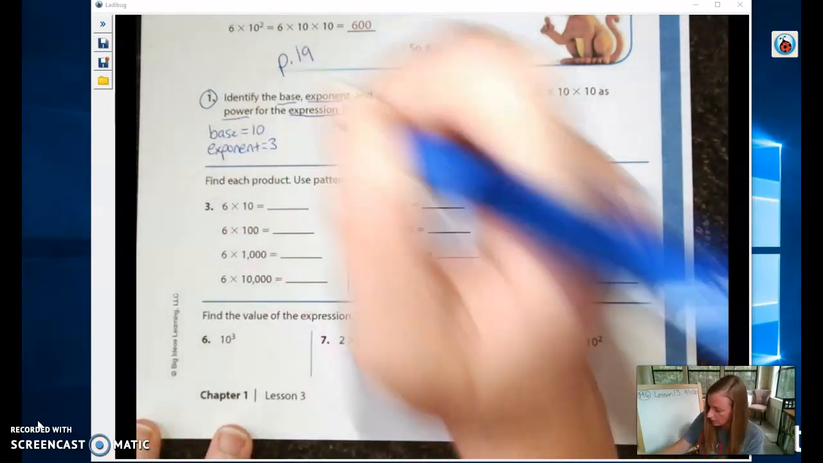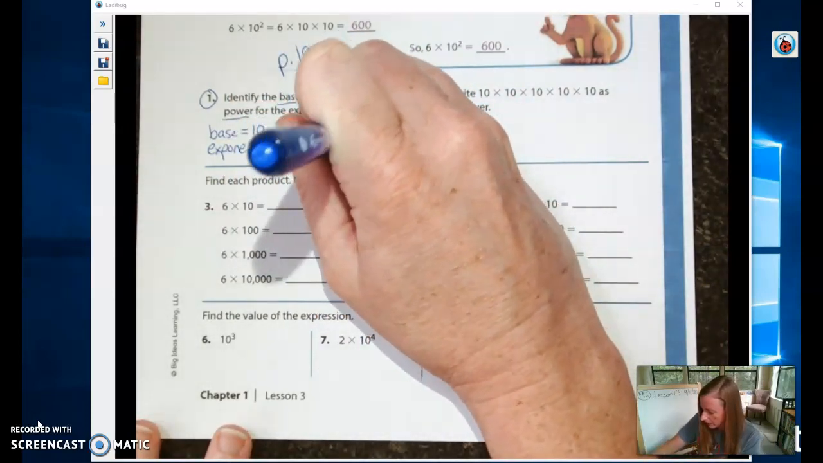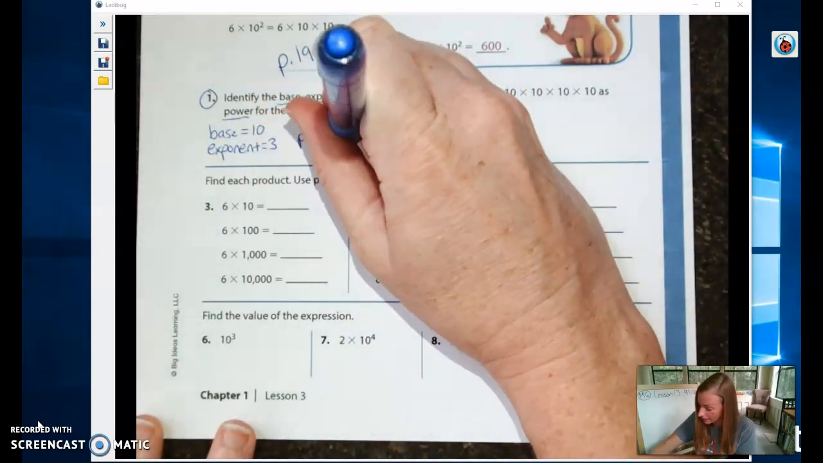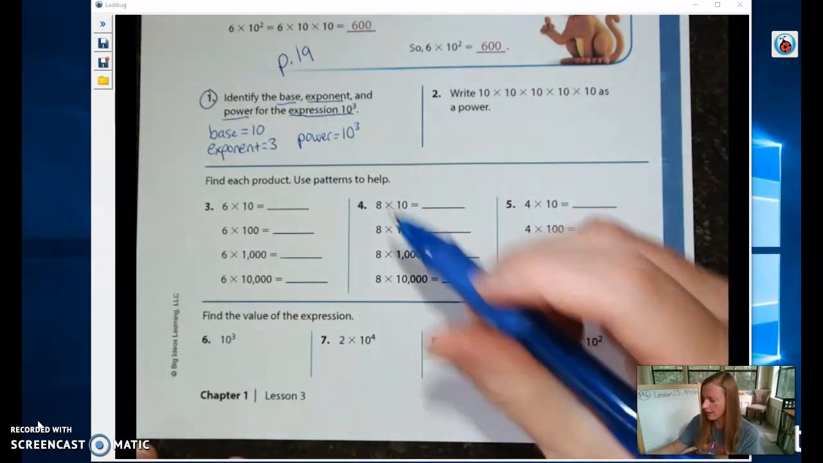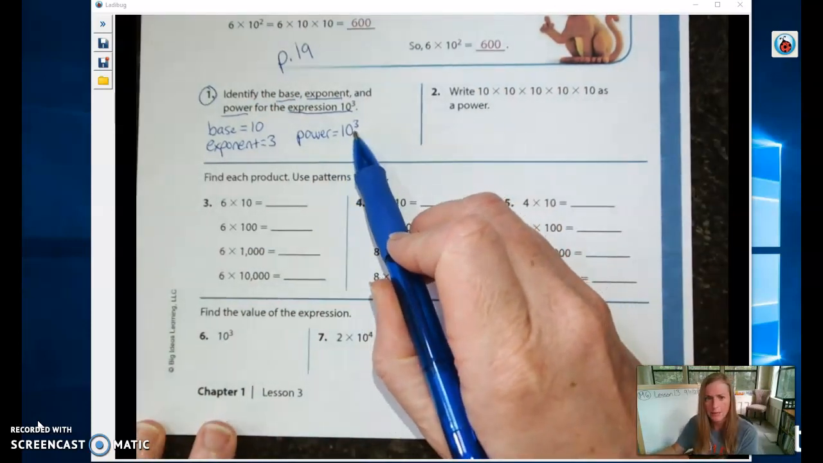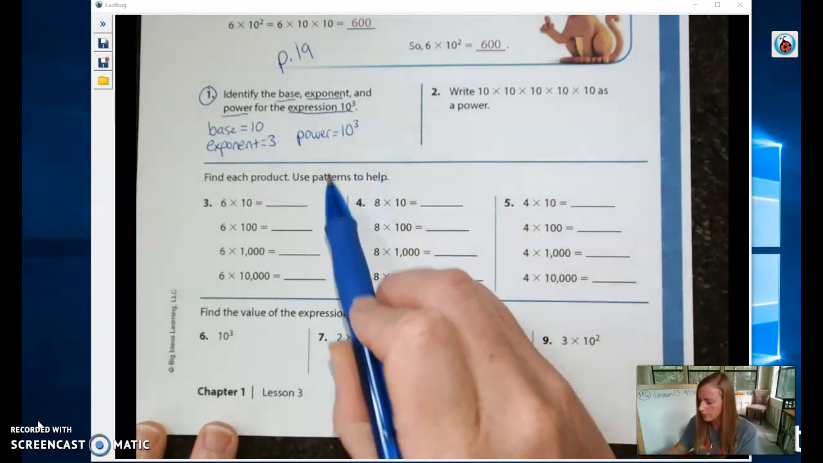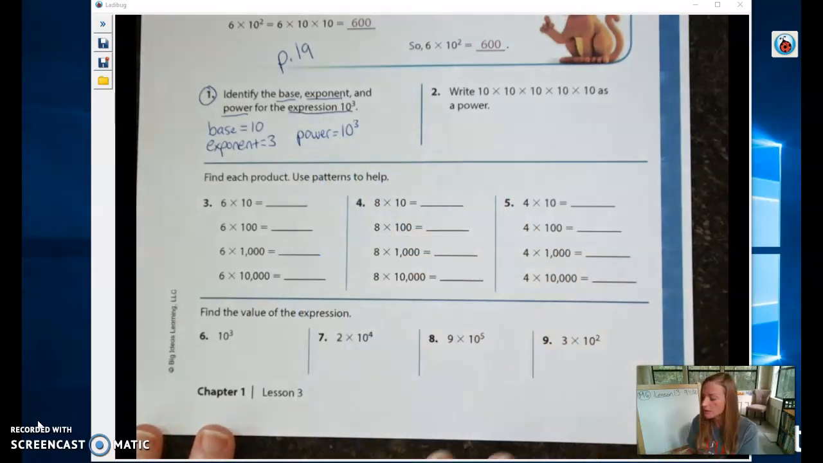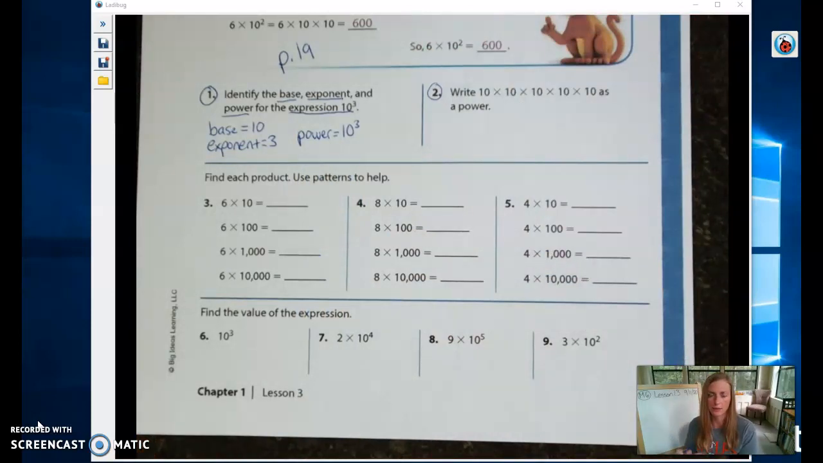So the exponent is 3, and the power, that's the whole thing put together. So that's 10 to the power of 3, or 10 to the third power. Notice how when I wrote that, I made my 3 small, I made it floating high up, but I made my 10 matching that same line as the power. So now let's look over at number 2 and talk about what that even means.